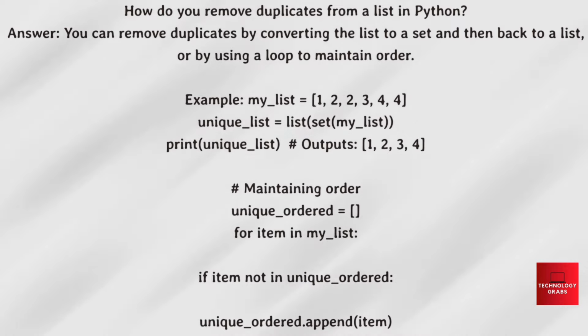Maintaining order: unique_ordered = []; for item in my_list: if item not in unique_ordered: unique_ordered.append(item); print(unique_ordered) outputs [1, 2, 3, 4].